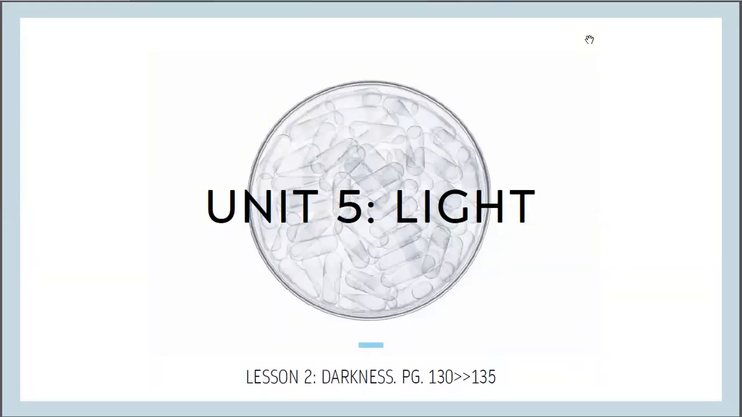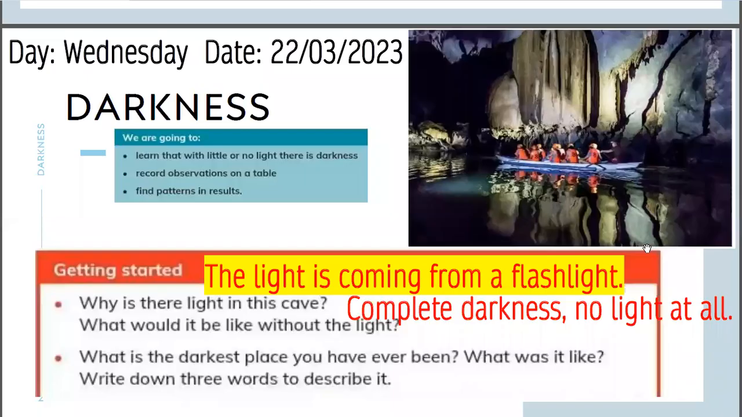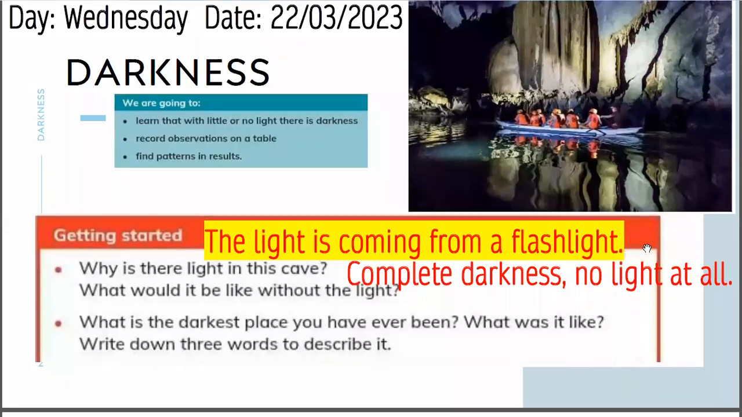Welcome to the previous class. We have started our unit 5, lesson 2. The name of unit 5 is light, and we are on lesson 2, page number 130 to 135. Some of the questions we have already discussed in our previous class, so let's summarize. The name of the lesson is darkness. We are going to learn that with little or no light there is darkness.